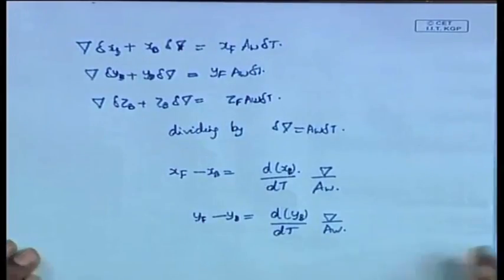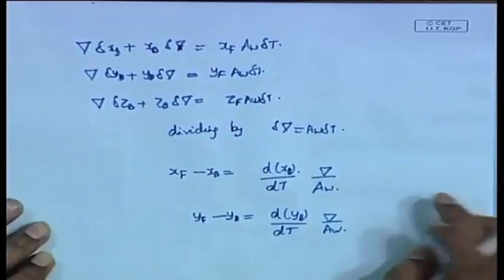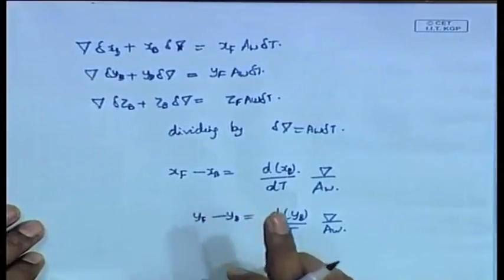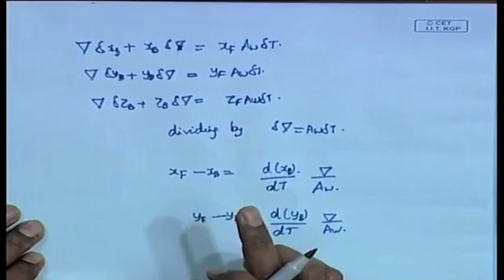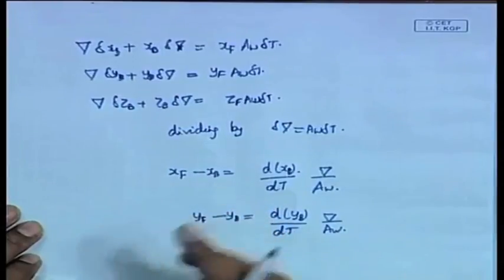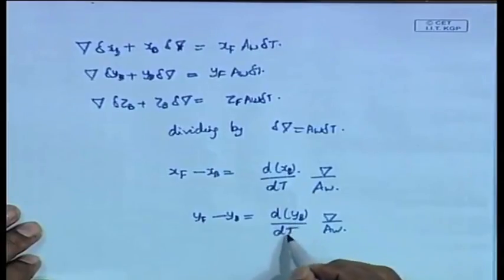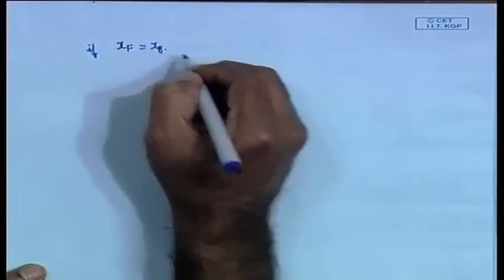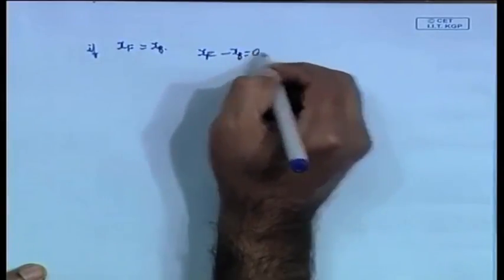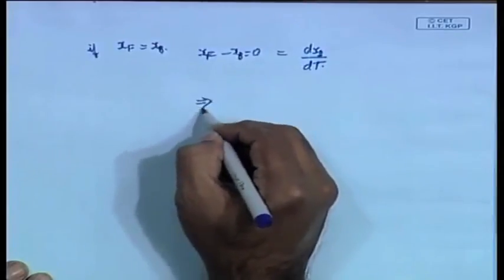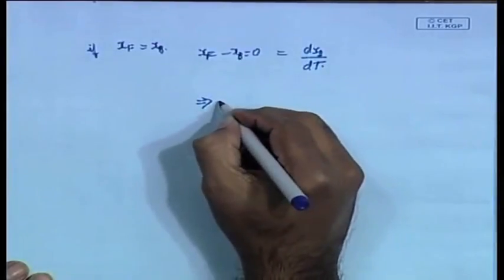Now, what does this mean? In a case when x f is equal to x b, which is like saying that the curve of the longitudinal center of flotation meets the curve of the longitudinal center of buoyancy, if x f equals x b, then x f minus x b is equal to 0, which equals d x b by d t.